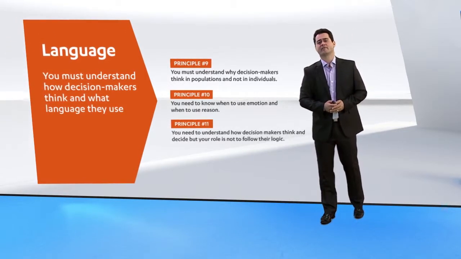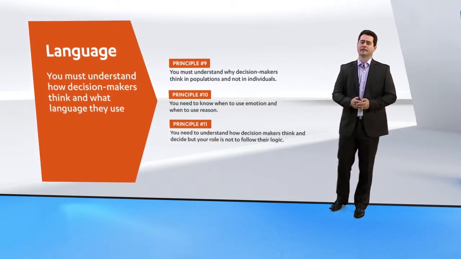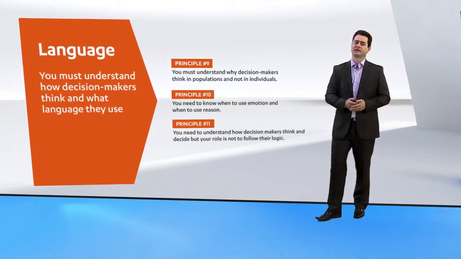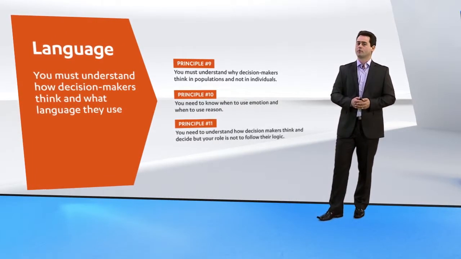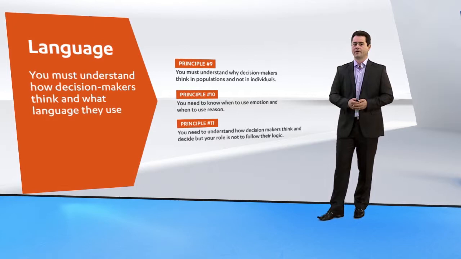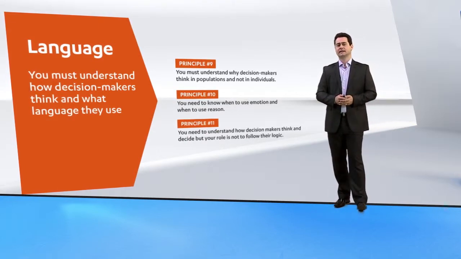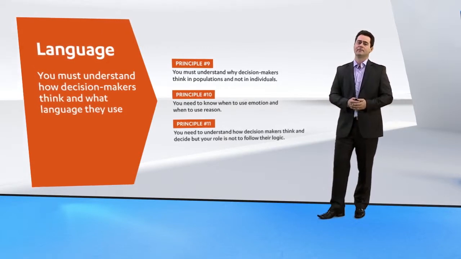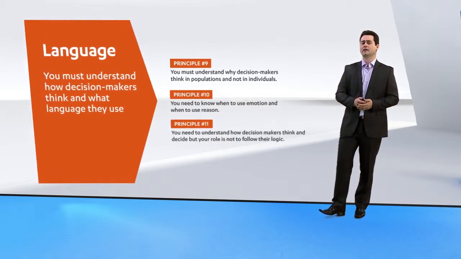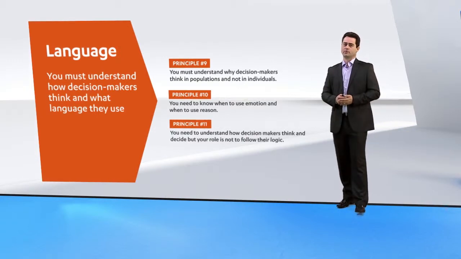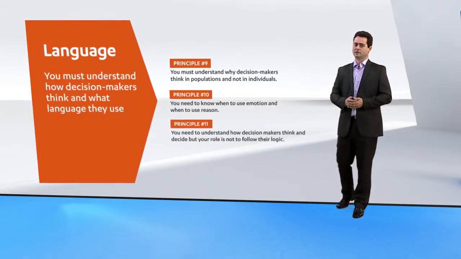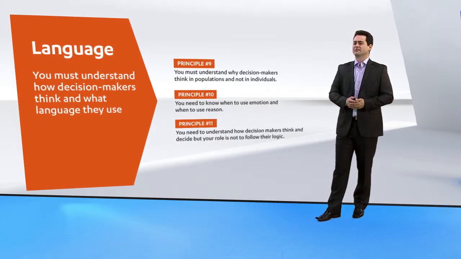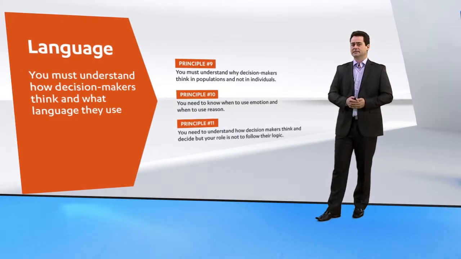And with that, we have arrived at our last principle, 11. You need to understand how decision makers think and how they decide, but your role is not to follow their logic. If you understand their mindset and language, and if they trust you, you can point at the limits and weaknesses of their reasoning, and you may use this opportunity to reshape their objectives according to your objectives. And this is the most impactful patient advocacy that you can exist.